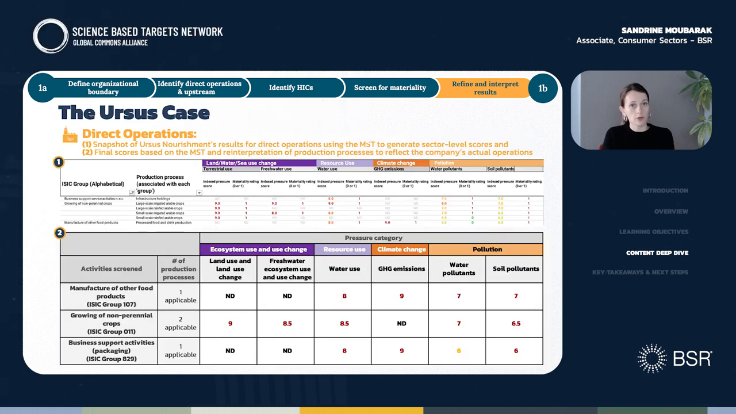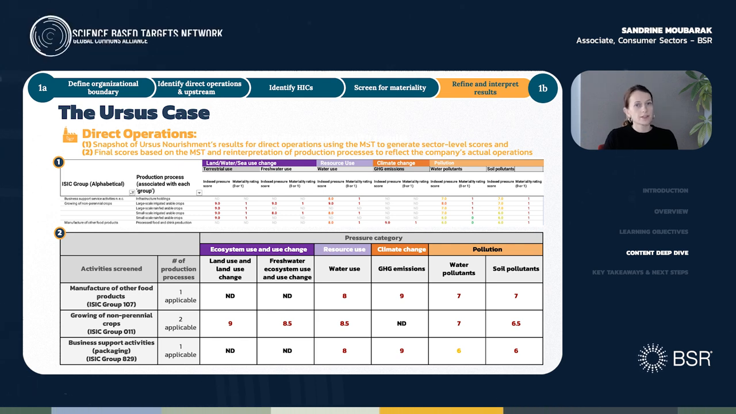Now, if we go back to our case study, Ursus used the materiality screening tool to screen their direct operations activities and obtain scores for their applicable production processes for each activity. They used the ISIC classification system for their business activities and arrived at 3 main group categories, which you can see on the tables here, and which are the manufacture of other food products, the growing of non-perennial crops, and business support service activities.